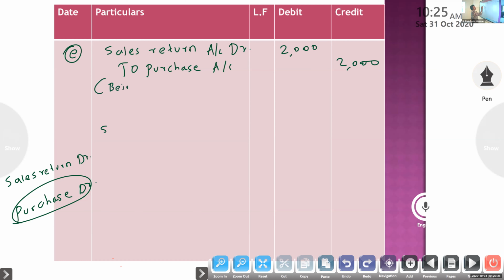Being sales return recorded, being sales return debited to purchase account, now rectified.